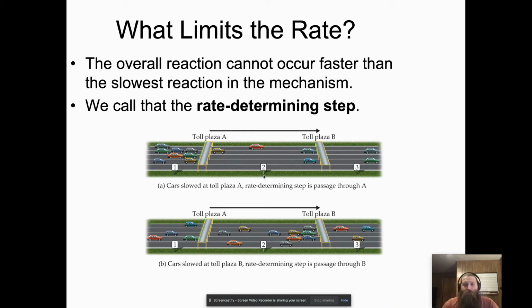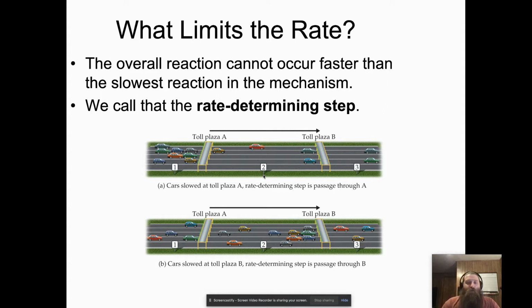You have 2 steps, toll plaza A and toll plaza B. If the toll stops everybody at A and B is like an easy pass and everybody goes through, well, then toll plaza A is the rate determining step, right? I don't like that because we don't have tolls around here. So think back to when we learned about the theoretical yield and the limiting reactant. And the limiting reactant was the one that ran out first, right? It's a similar concept, right?